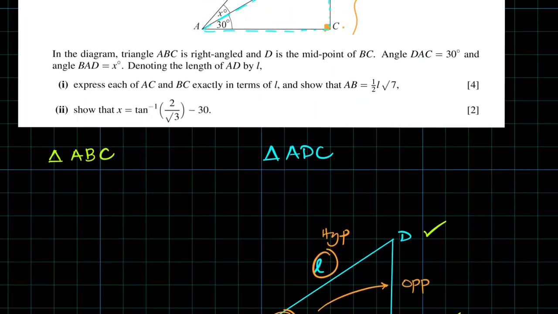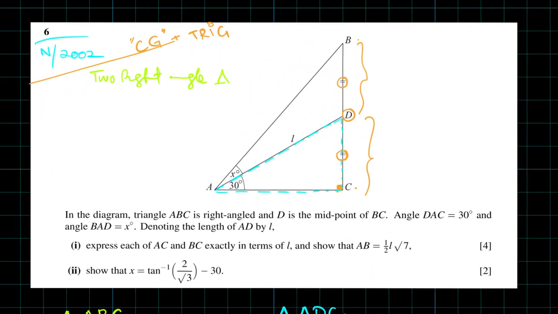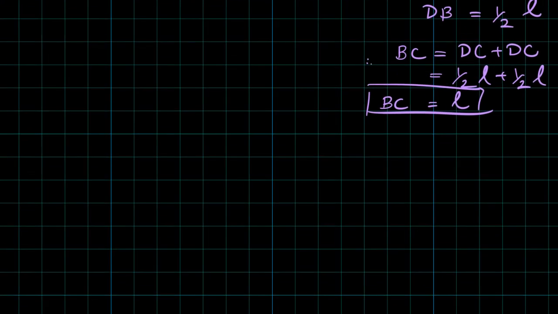Let's scroll up and have a look at the diagram. Now AC is found, BC is found. We need to find what AB is. So we cannot use this angle because x is unknown. So this is the base, this is the height. I can now use Pythagoras theorem. So therefore, let me write the things again.